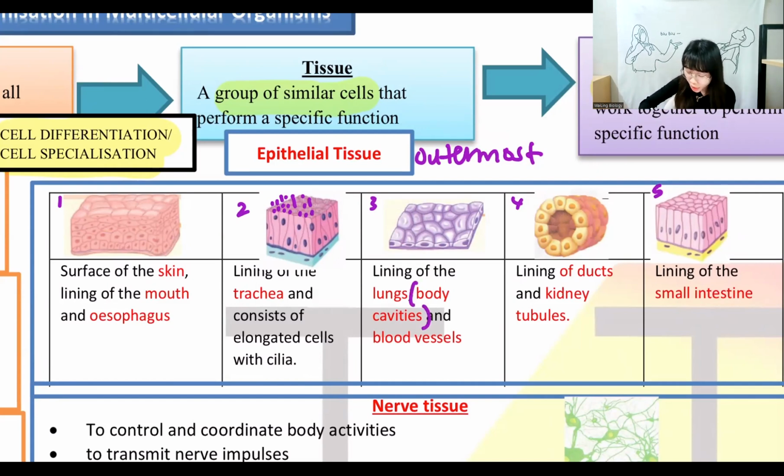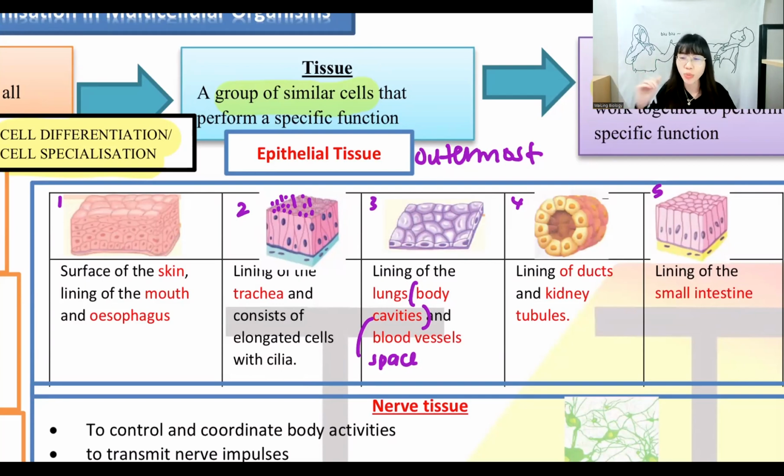Body cavity refers to spaces. Can you see that your lung inside has space? Your blood vessel inside also has space, right? So they have to be one cell thick. One cell thick is to allow them to carry out gas exchange or nutrient exchange more easily. That's why it has to be one cell thick.